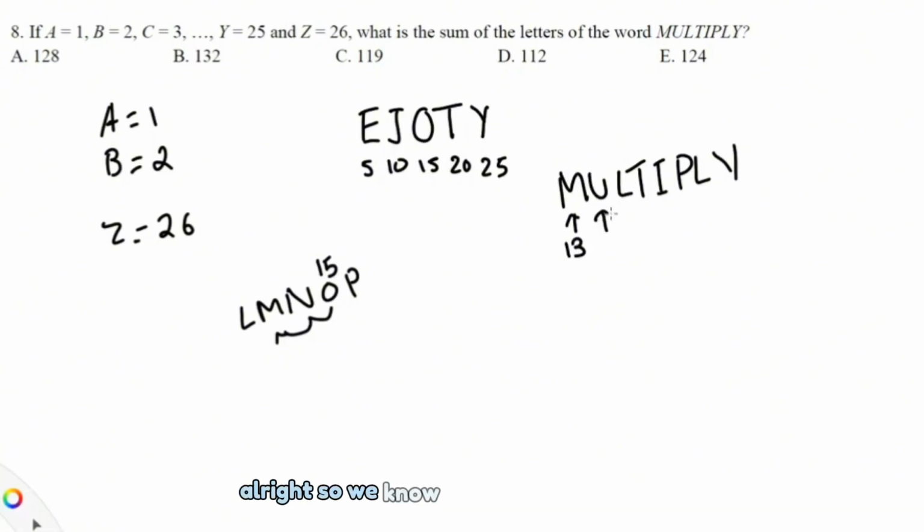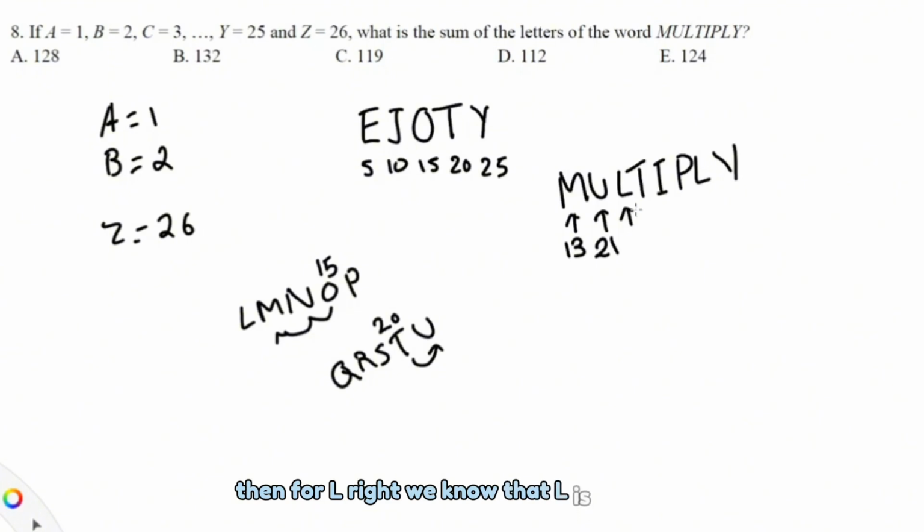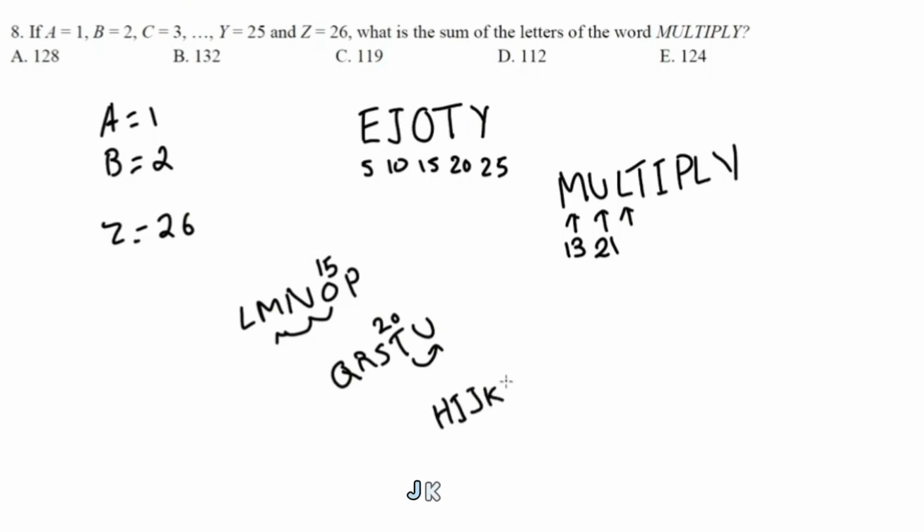Now let's go to U. Alright? So we know that U is 1 after T, right? Because the alphabet goes Q, R, S, T, U, right? And we know that this is 1 after, and that T is 20. So logically, that means it's 20 plus 1, which is 21. Then for L, right? We know that L is 2 after J, because the alphabet goes H, I, J, K, L, right? So we would just add 2 to the 10, which is 12.